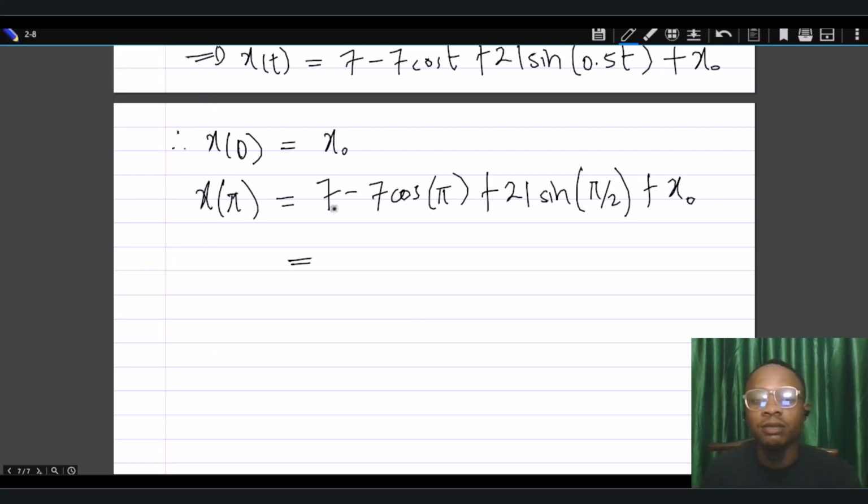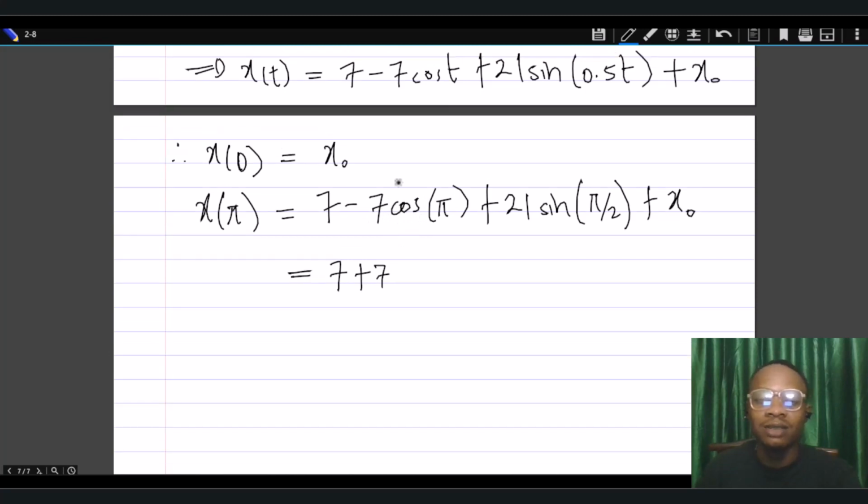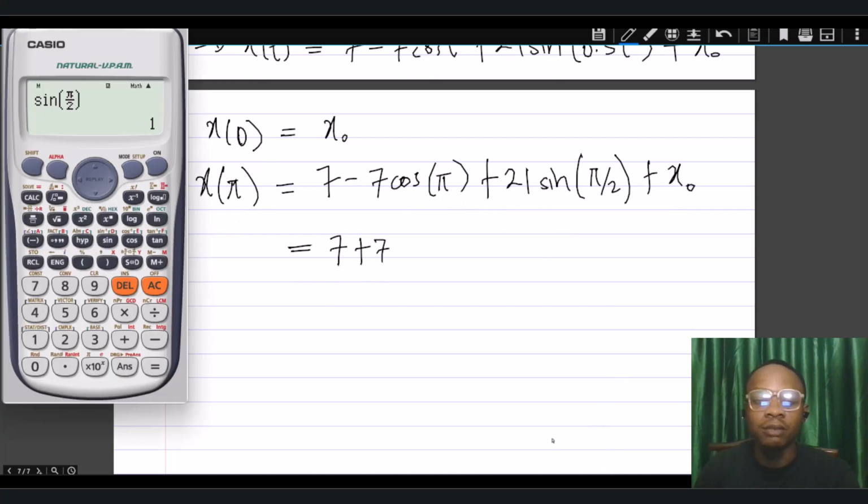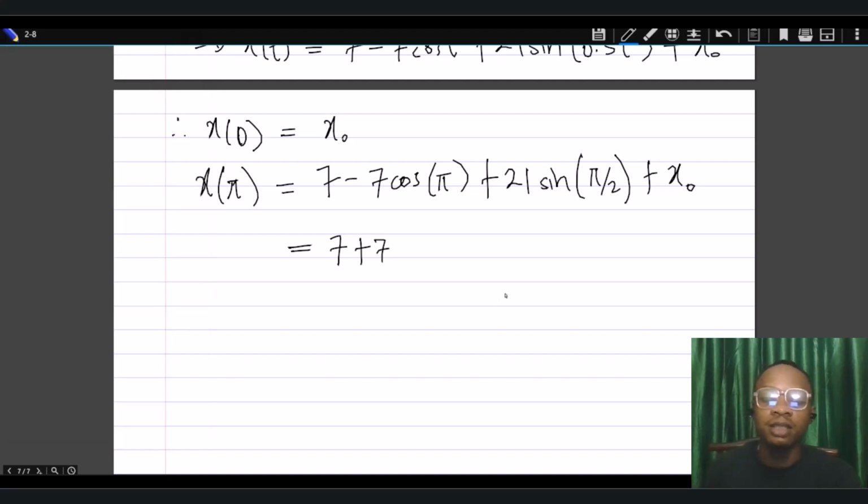This is 7 plus 7, because this is multiplying 1. So we can just add them up: 7 plus 7 plus 21, so that is 35. So this is basically giving us 35 when t is equal to pi. So this is 35 plus x naught, that is our x when t is pi.